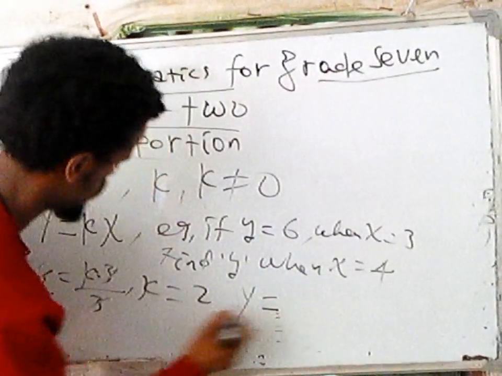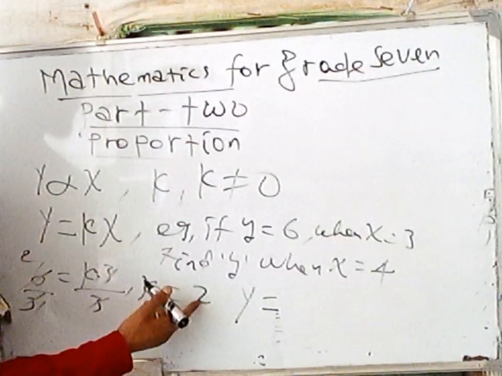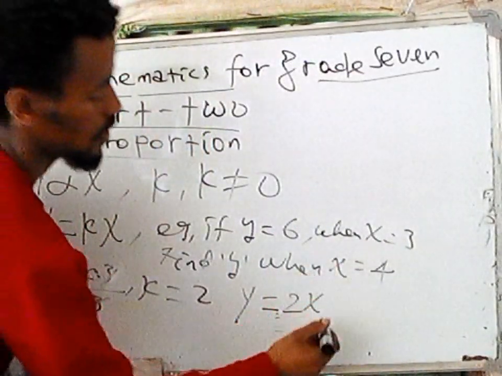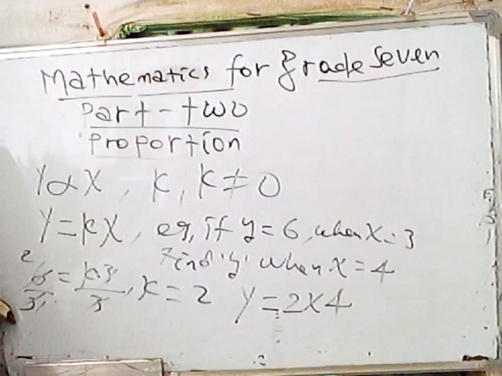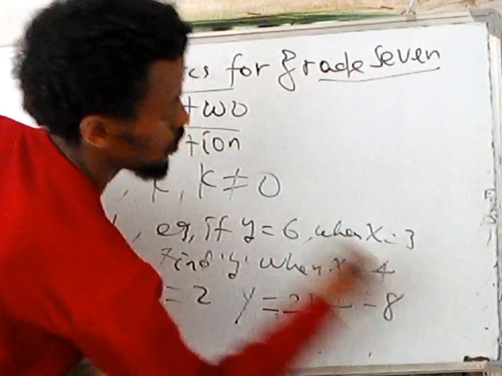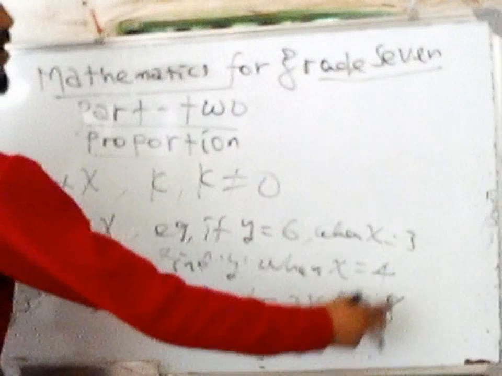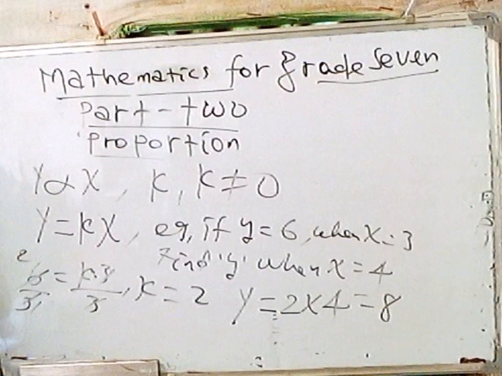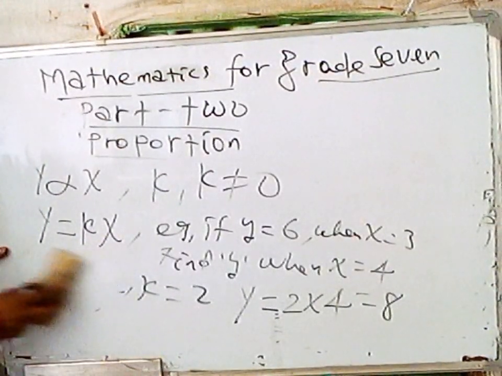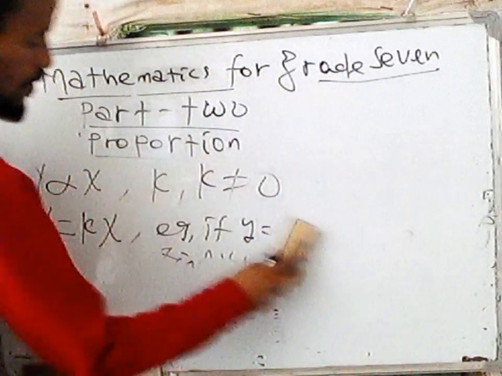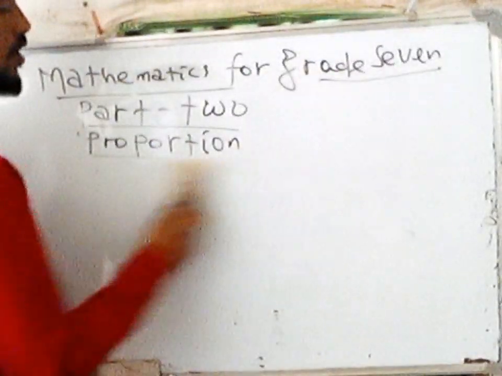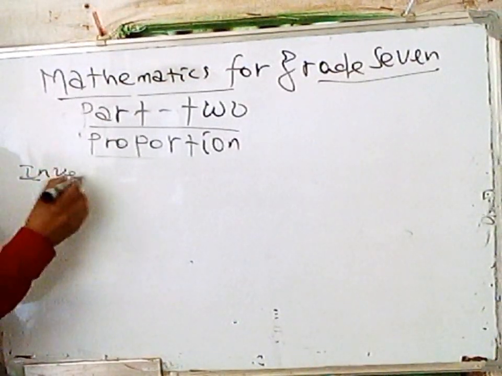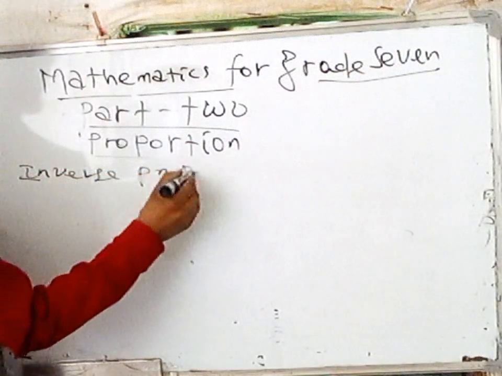ስለዚህ x 4 ሲሆን y ስንት ይሆናል የሚለውን በዚህ ፎርሙላ ተጠቀምና y is equal to k, 2 times x, which is 4. So y ስንት ይሆናል? 8 ይሆናል። አሁን 8ን ለ4 ብታካፍሉት k ስንት ታገኛላችሁ? 2 ታገኛላችሁ ማለት ነው። This is about direct proportionality. What's left here is inverse, or indirect, proportionality.